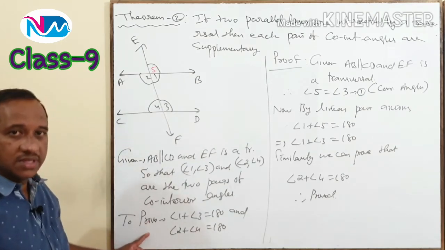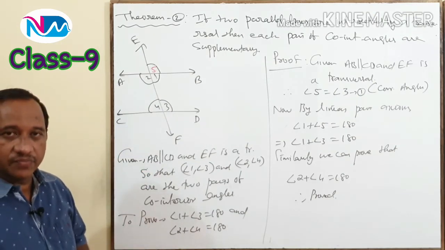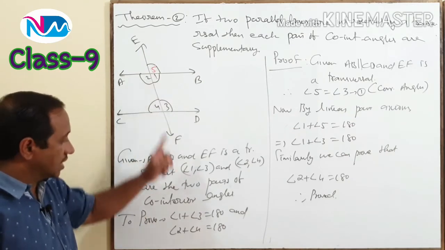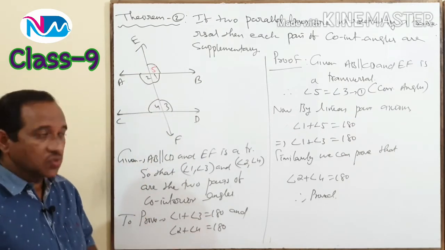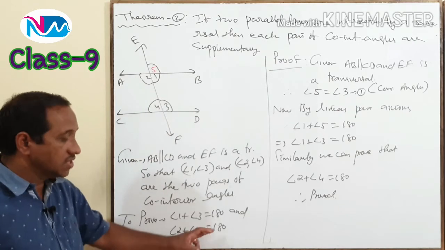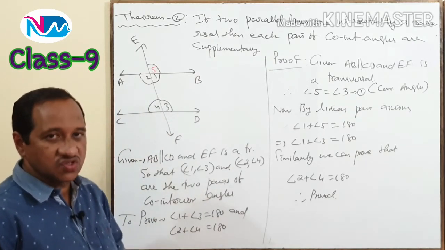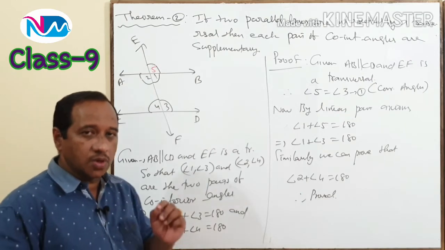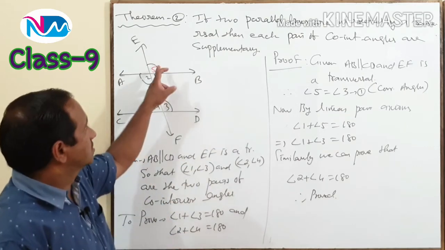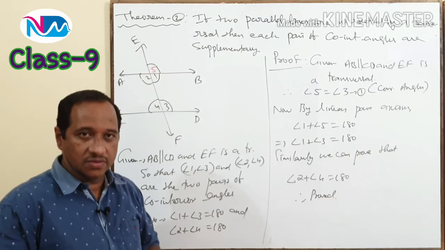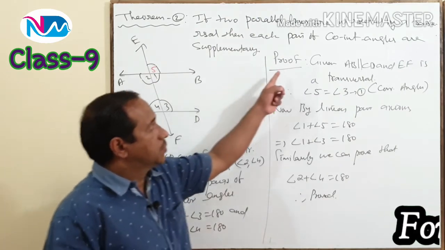To prove that they are supplementary, that is, angle 1 plus angle 3 is equal to 180 and angle 2 plus angle 4 is equal to 180. To prove this, we don't want any construction, but we need the help of another angle, that is marked angle number 5. Now we go to the proof.